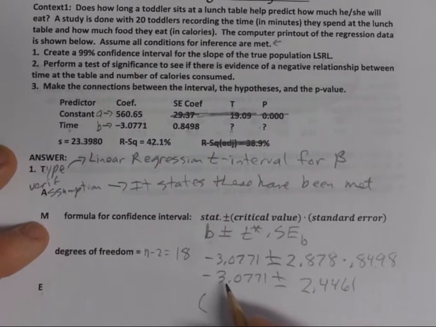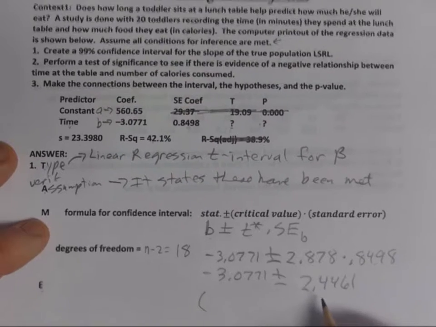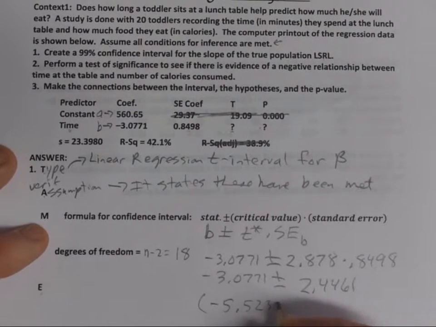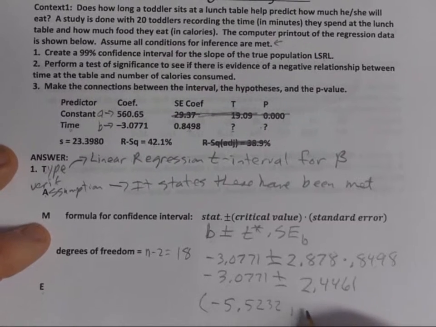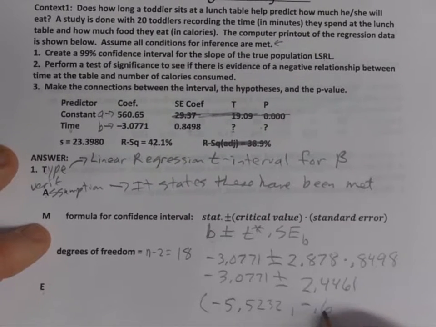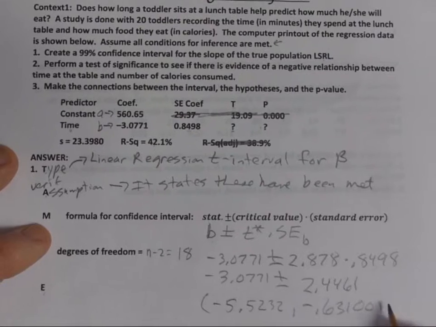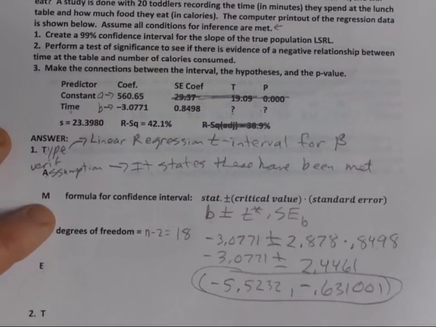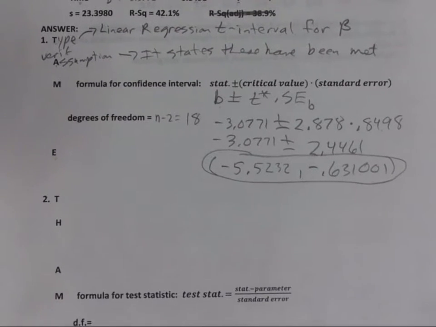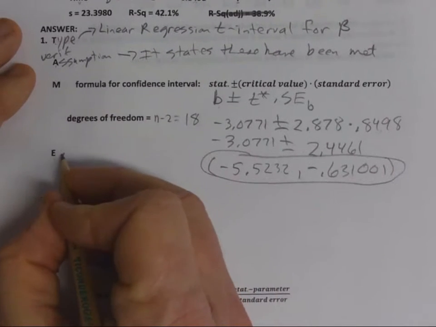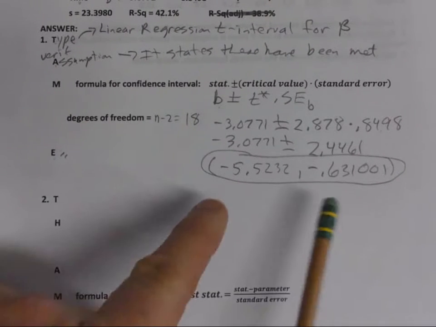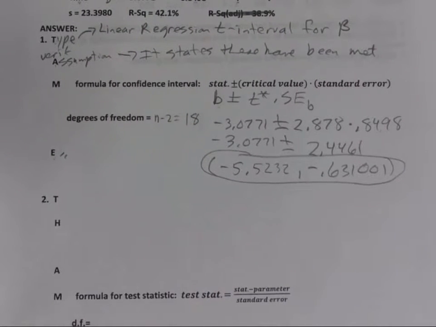And then we'll go minus 3 minus that, which would be minus 5.5232, and then plus that, and that would give me minus 0.631001. And that's it. That's how you create your confidence interval. And then, of course, the ending, just like our endings before, we're just going to say we're 99% confident that this interval captures our parameter. But we have to say what our parameter is.